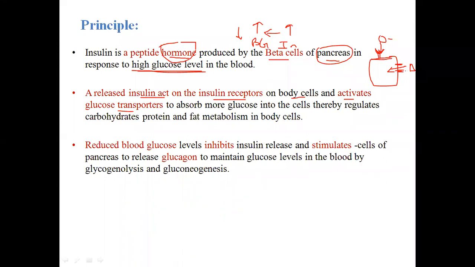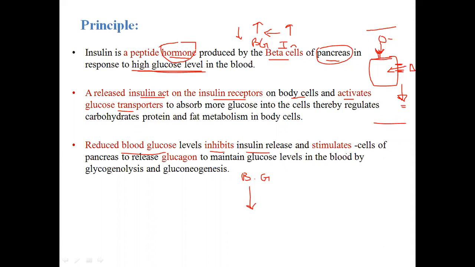By this mechanism we can reduce the blood glucose level. This is the main role of insulin. Apart from reducing blood glucose level, it inhibits insulin release. Now the opposite of this: now this is achieved, and the situation we have is that the blood glucose level is reduced. Just imagine the blood glucose level is reduced.